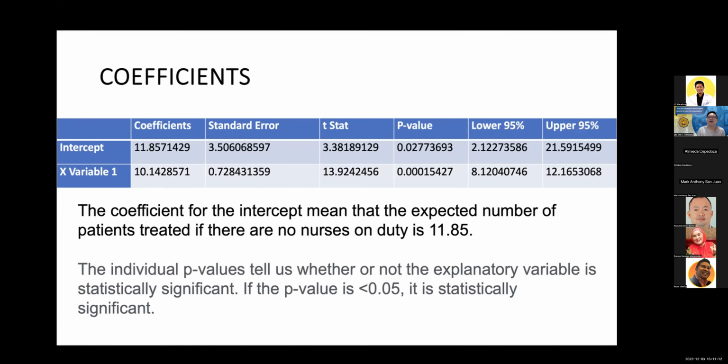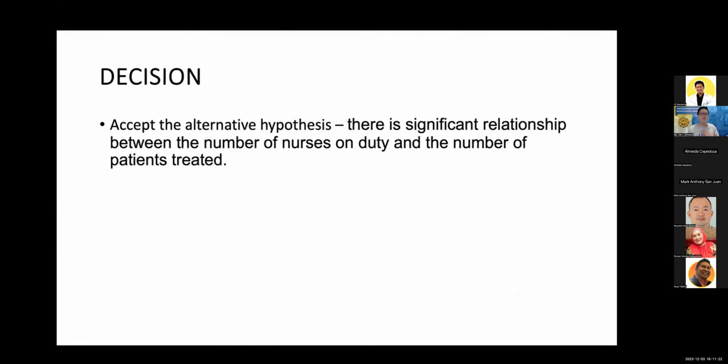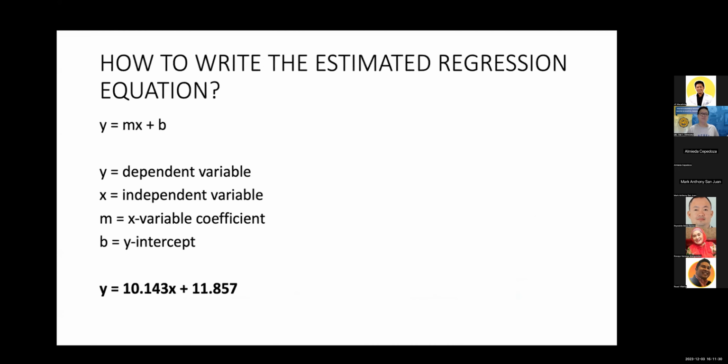So totoo pala yung claim ng nurse supervisor mo na for every increase in the number of your nurses will translate to more patients. Right? Okay. So this is the decision. We accept the alternative hypothesis that there is a significant relationship between the number of nurses and the number of patients treated. So how do we write this in the estimated regression?